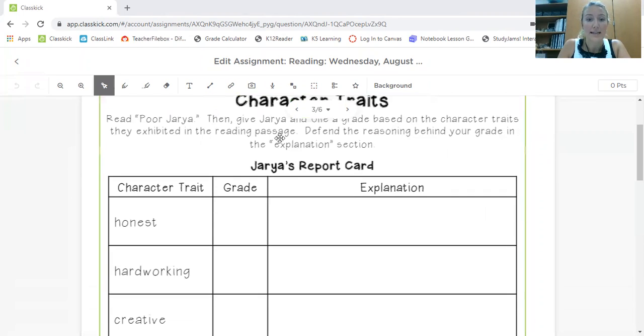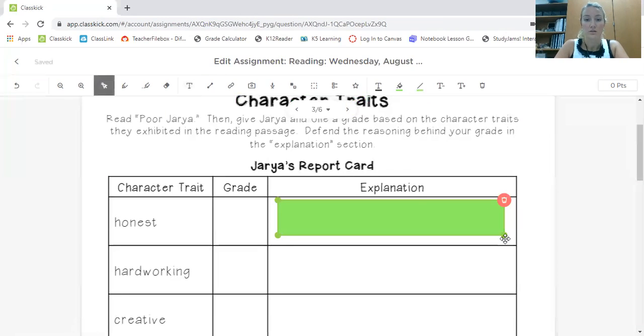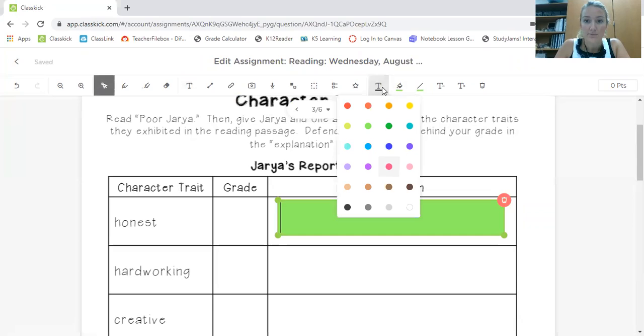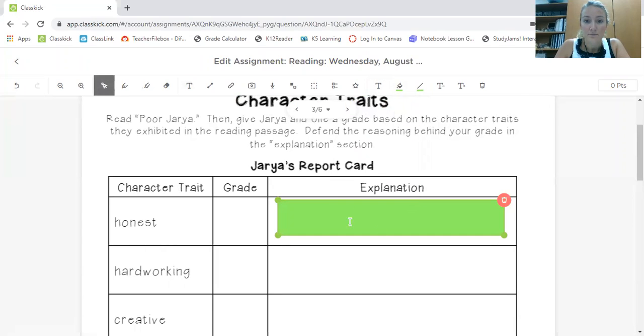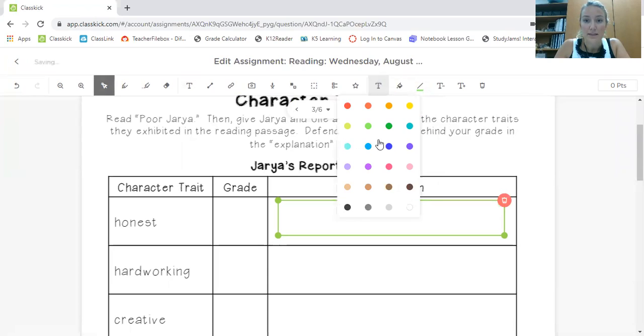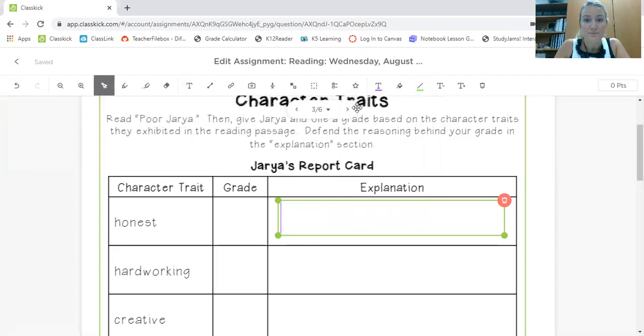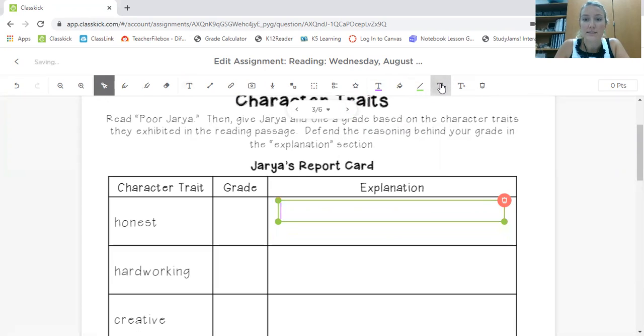So I'm going to go ahead and type that in and get a clear text box. And we'll make this purple. And remember, if you have to change the size on yours, there are little buttons to make them a little bit smaller. We'll go ahead and then Jarya.